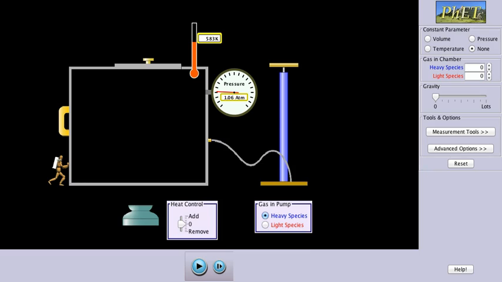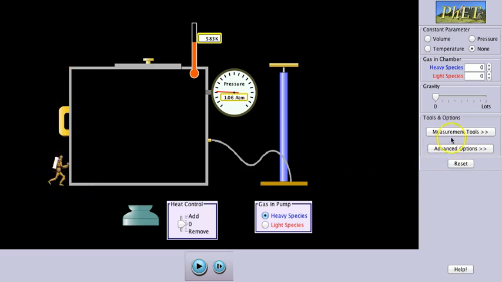Before starting the simulation, let's get familiar with the variables and how they are controlled and where they are recorded. First of all, we can see the temperature is recorded here and controlled here. Pressure is recorded here. We can add gas using this pump. We can select from either a heavy species or light species. Finally, this little robot is in charge of volume.